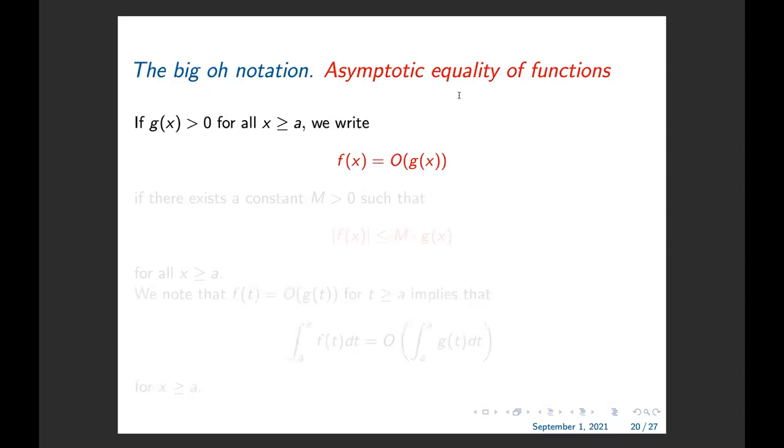So if g of x is a positive function for all x greater than or equal to a, then we write f of x as big O of g of x if and only if there exists some constant m greater than 0, such that the norm of f of x is less than or equal to m times g of x. That is, f of x is absolutely bounded by m times g of x. Then we write f of x as big O of g of x.